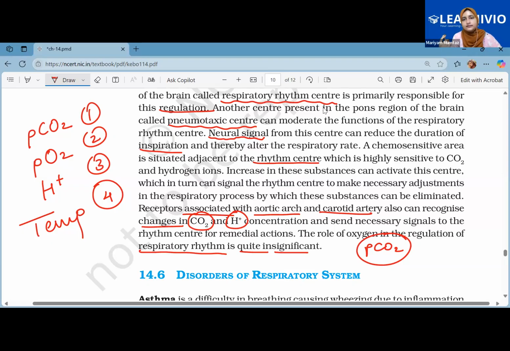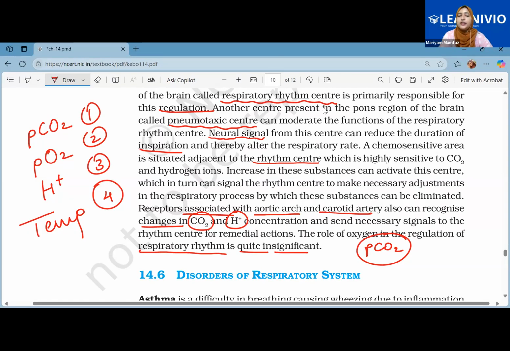Ma'am, where is the aortic arch present? In the aorta. Yeah. And then the carotid artery over here. Clear? So this is how the whole entire process of regulation happens.